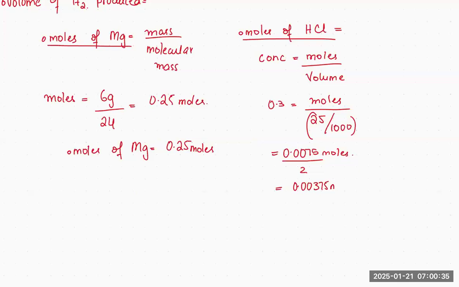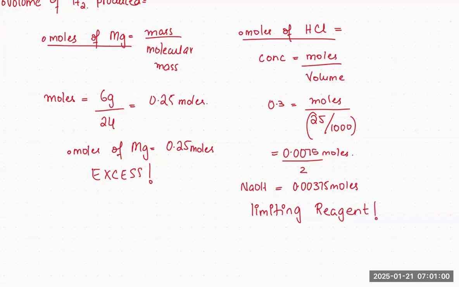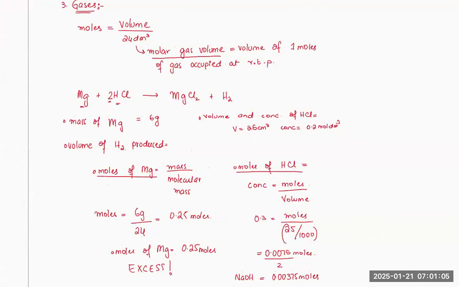So now you guys can see, who is in excess? Who has the larger value? Magnesium. So magnesium is in excess. There's too much of magnesium. HCl is our limiting reagent, meaning that the reaction depends upon HCl. HCl is in lesser quantity. Once HCl is used up, that's it. Reaction finishes.